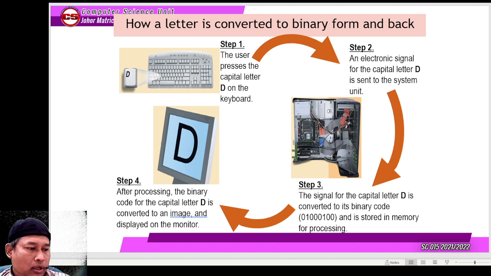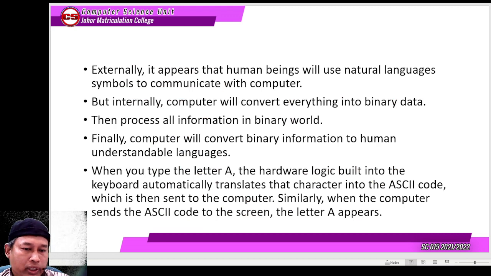So we learn about your keyboard. When you press a character on the keyboard, the signal of the character is received by your computer, and then the computer changes the signal to binary, and from binary it is changed back to the character and appears on your monitor. This is how a computer represents characters.